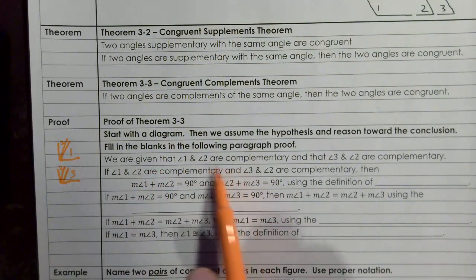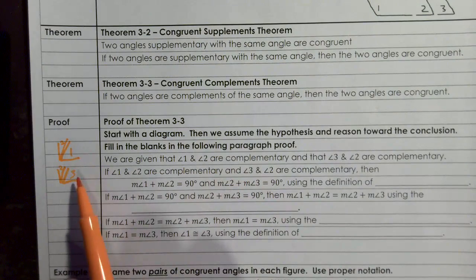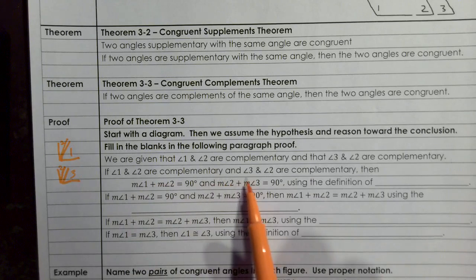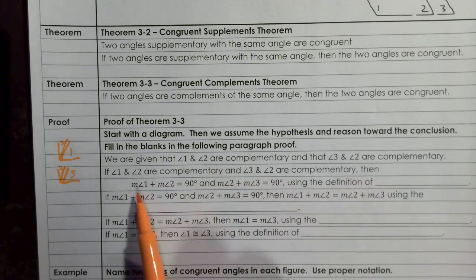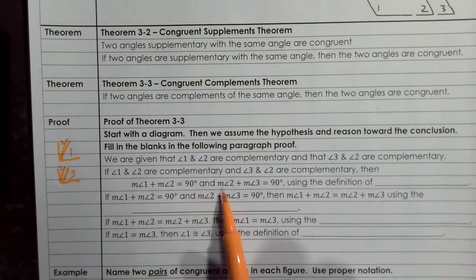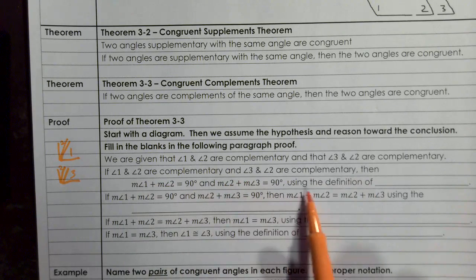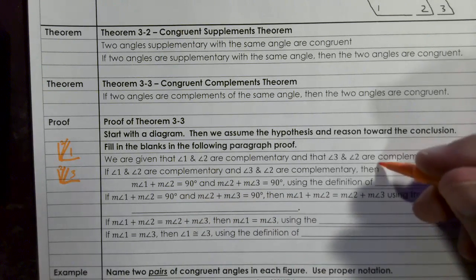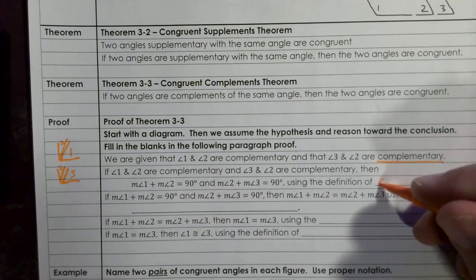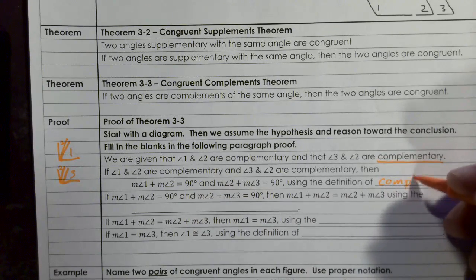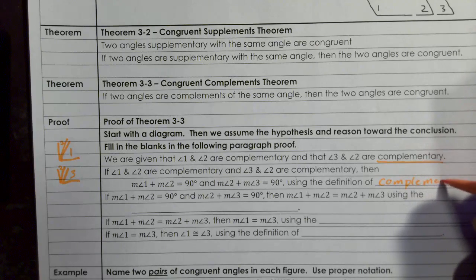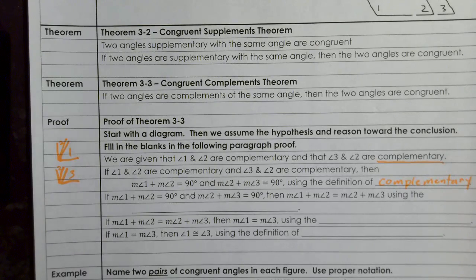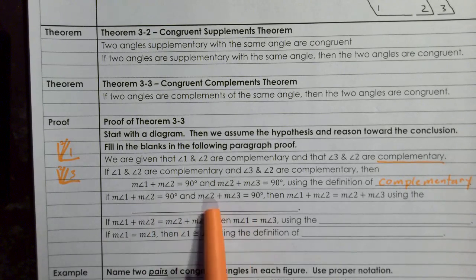So we're given that 1 and 2 are complementary. Those make 90. These two make 90. If 1 and 2 are complementary and 3 and 2 are complementary, then the measure of angle 1 plus angle 2 is 90, and angle 3 plus angle 2 is 90, using the definition of complementary, because all we know right now is that they are complementary.